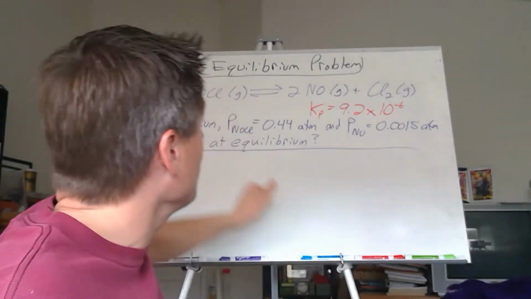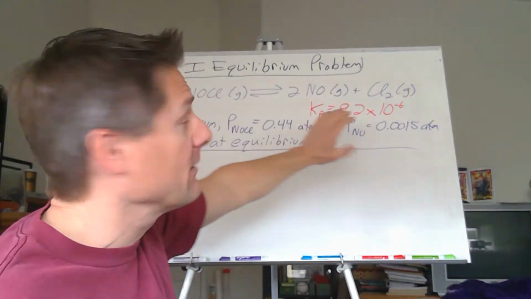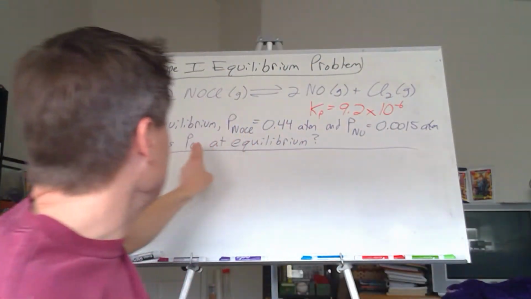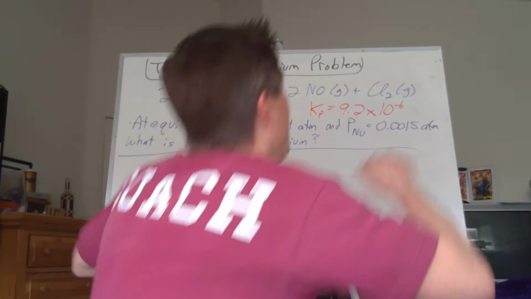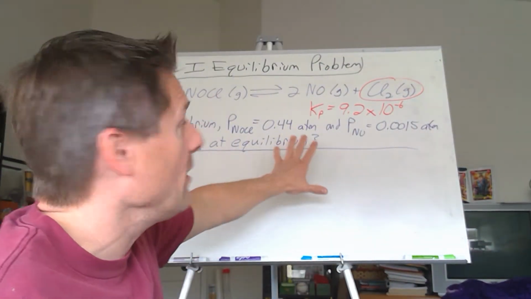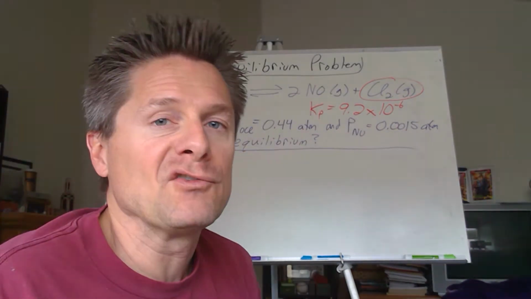Remember, a type 1 problem: if I give you the equilibrium amounts of all species, we can calculate K, or if given K and all of them but 1, we can solve for the unknown. So chlorine is our unknown for this problem. I want to know what that partial pressure is. And if I plug these values in with atmospheres, the unit will be atmospheres coming out.